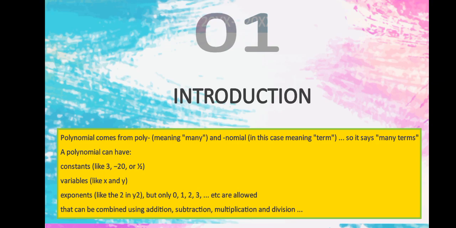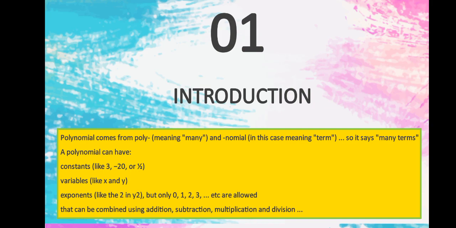As we all know, the word polynomial is made up of two words, that is poly plus nomial. Poly means many and nomial means term. It means an expression consisting of many terms. An expression consisting of many terms is known as a polynomial. In mathematical language, you can say that an expression without negative powers or fractional powers is known as a polynomial.